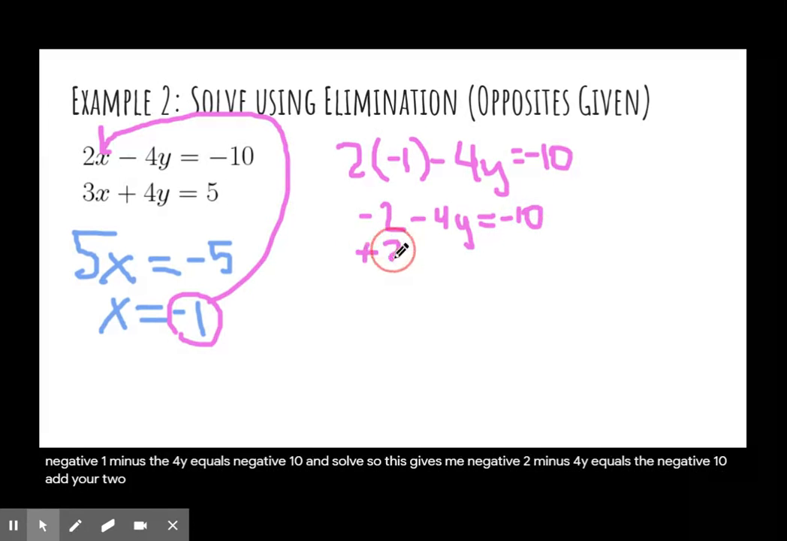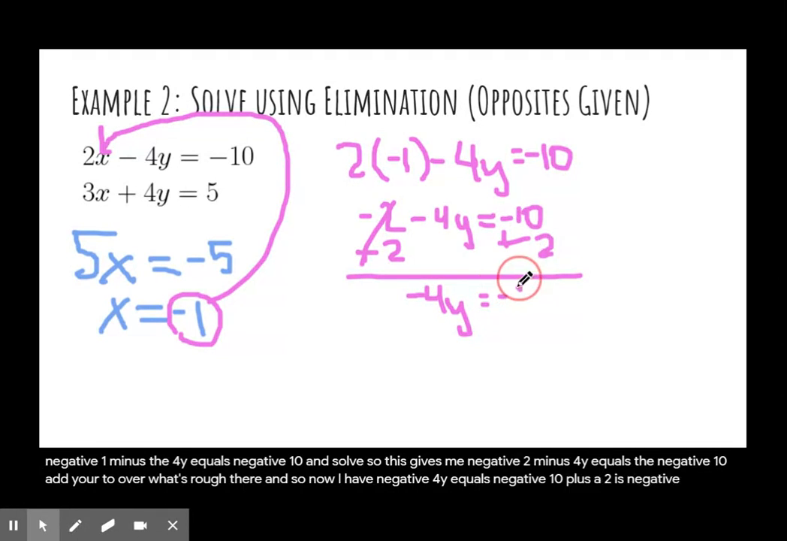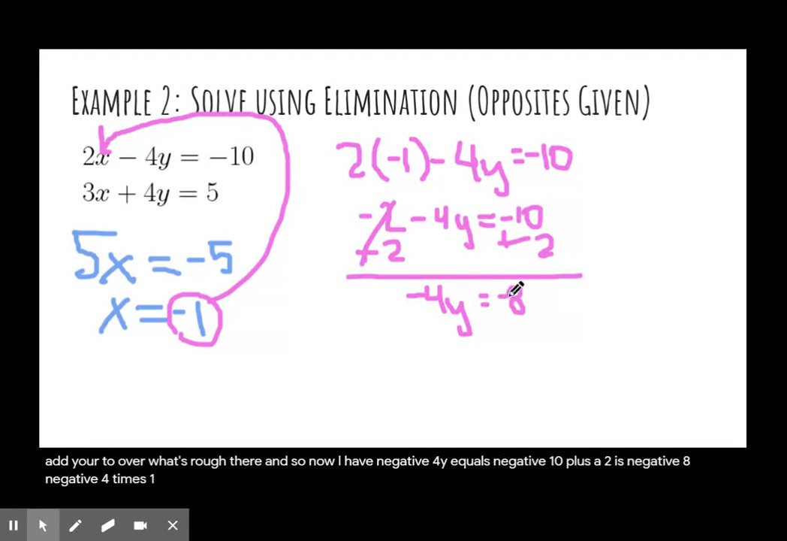Add your 2 over. Whoa, what's rough there. Okay, and so now I have negative 4y equals negative 10 plus a 2 is negative 8. Negative 4 times what number is negative 8? That's 2. If you don't know that answer, divide both sides by the negative 4.